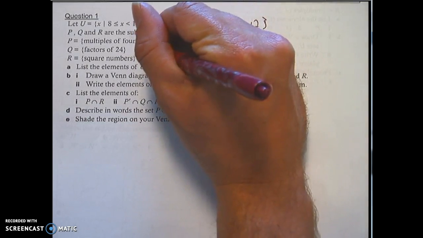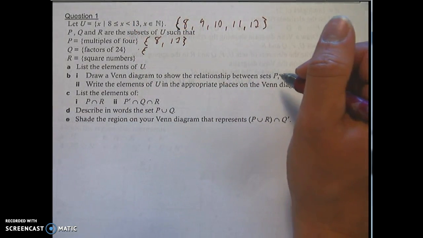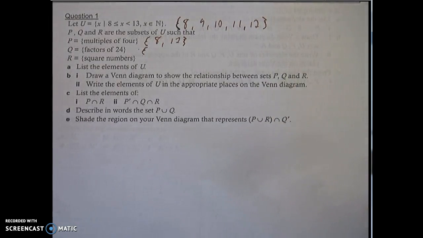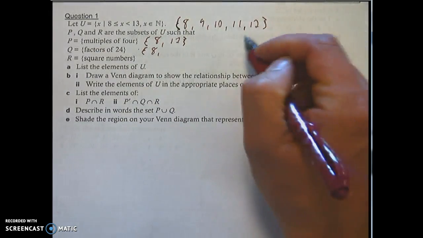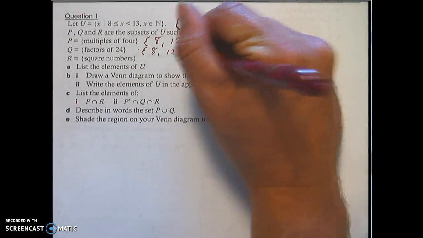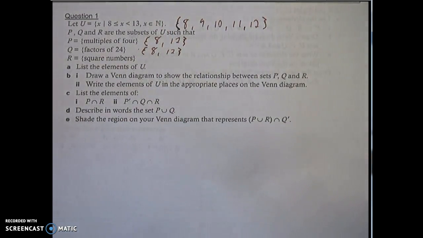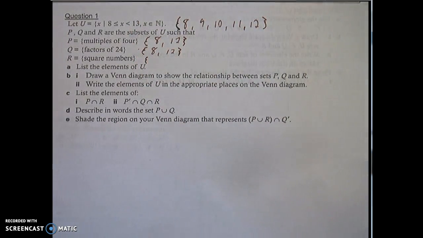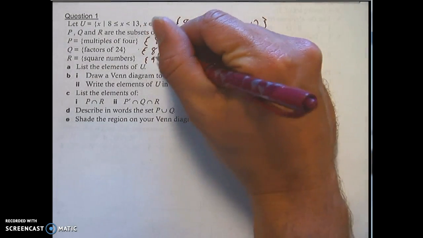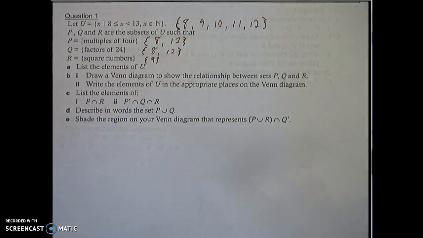And Q are factors of 24, which are numbers that multiply to 24, so that would be 8 and 12 as well, not 9, 10, or 11, because none of those can be used to multiply to 24. And R is square numbers. I like to call them perfect squares, so like 1 squared, 2 squared, 3 squared, 4 squared. 9 is 3 squared, so that's the 1 square number in there. So those are my sets, and forgive my brackets.